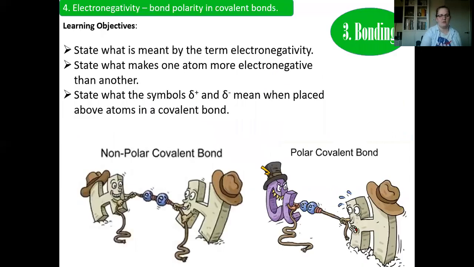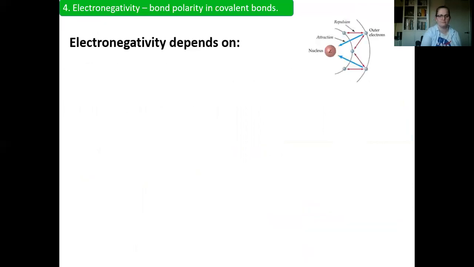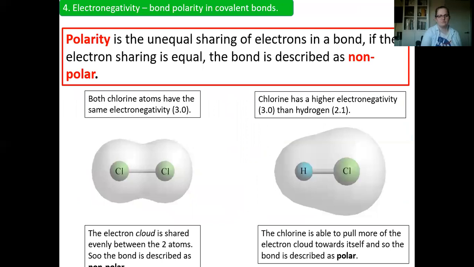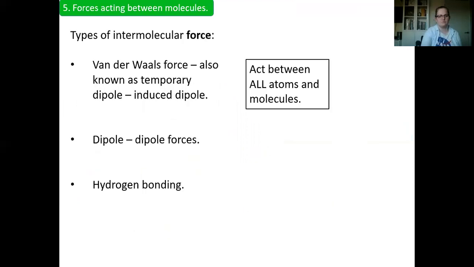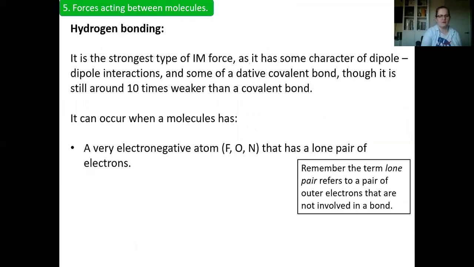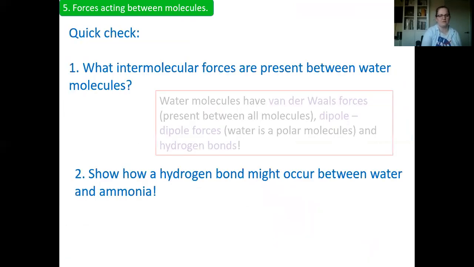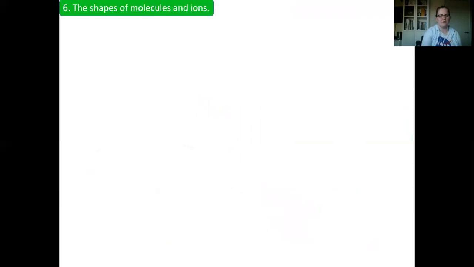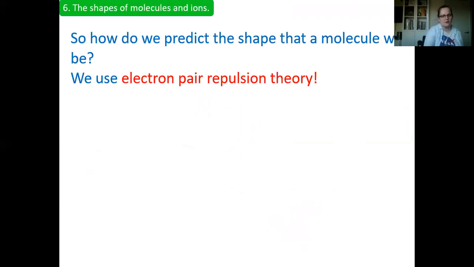And now we're not going to look at bond polarity, we're just going to skip this bit. We'll come back to that in a bit. I've just done this in a different order to what I wanted. Skip that bit as well.